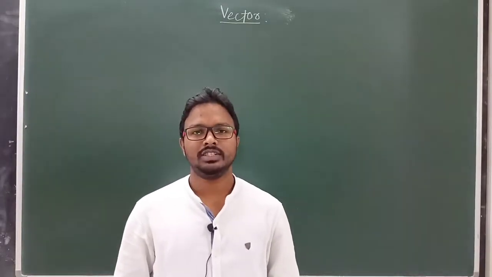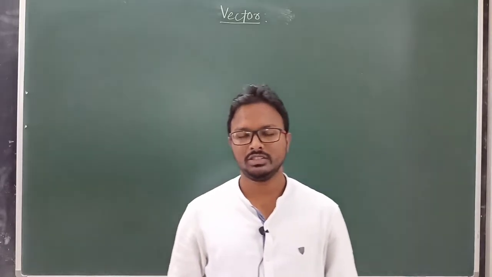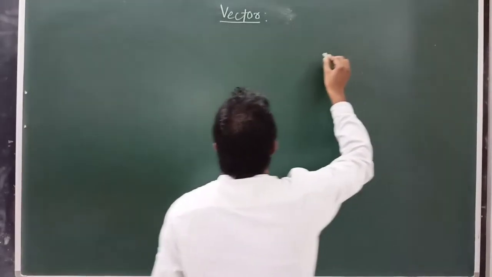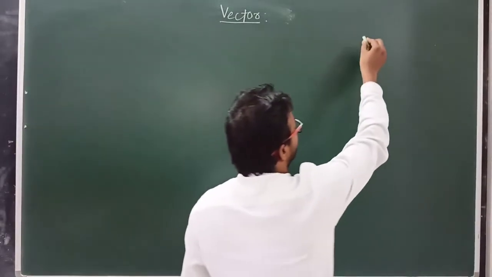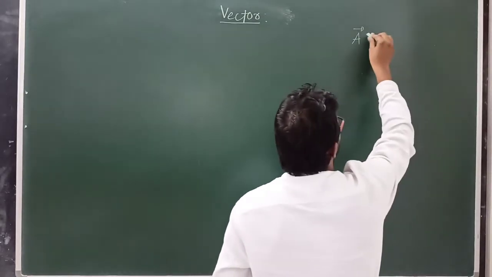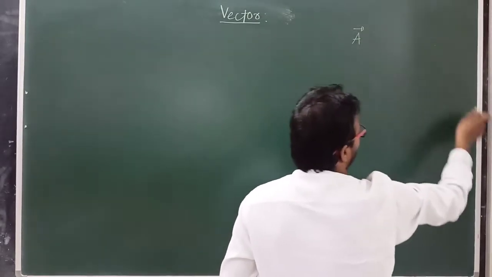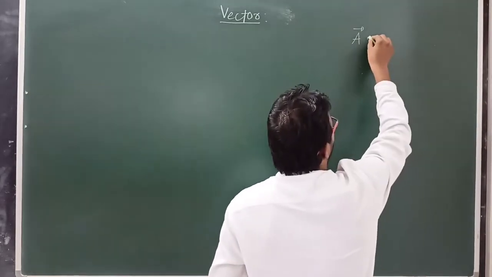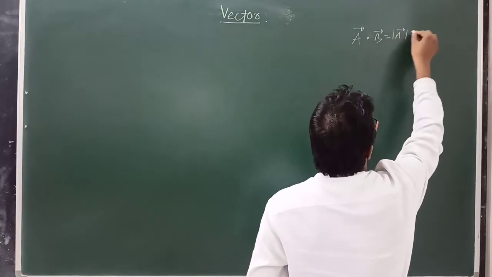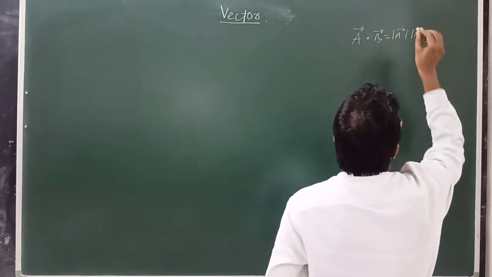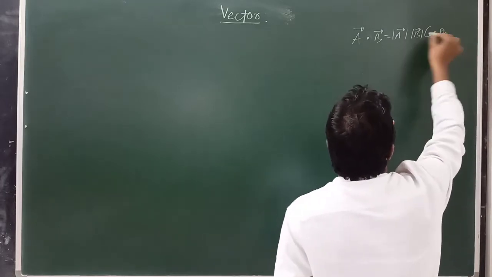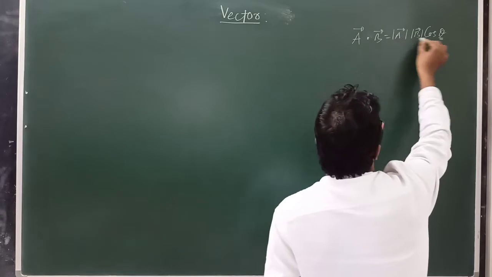Last class we discussed what a vector product of two vectors is, meaning the cross product of two vectors. Clear? Suppose we have two vectors, a vector and b vector. Now we have to multiply these two vectors using a symbol, and that is the dot product. So a dot b equals magnitude of a, magnitude of b, and cosine of angle theta, where theta is the angle between a vector and b vector, and this is a scalar quantity.